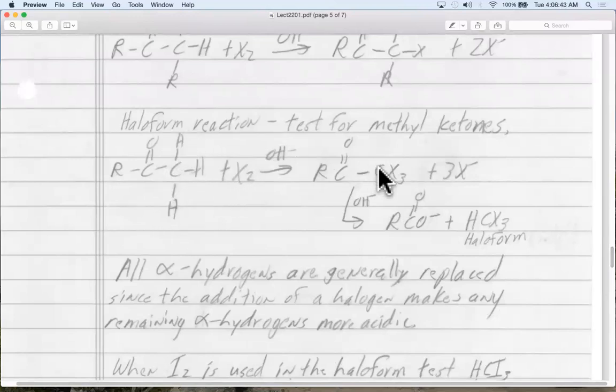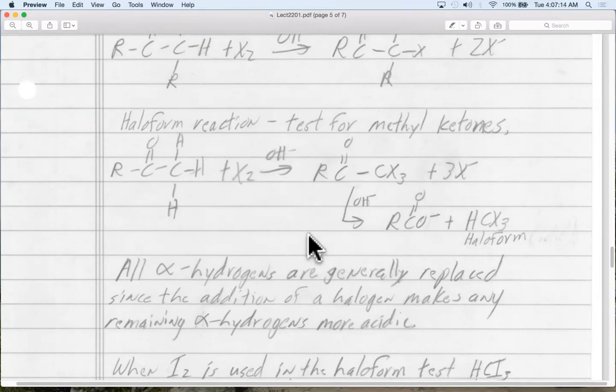The reaction occurs three times, so we get trihalogenation. But the reaction does not stop there. This OH comes in and attacks the C double bond O, kicking this group off. Then this group pulls off the acidic hydrogen, and you end up with what's called haloform. Okay, if this were a chlorine, it would be chloroform. If it were an iodine, it would be iodoform.